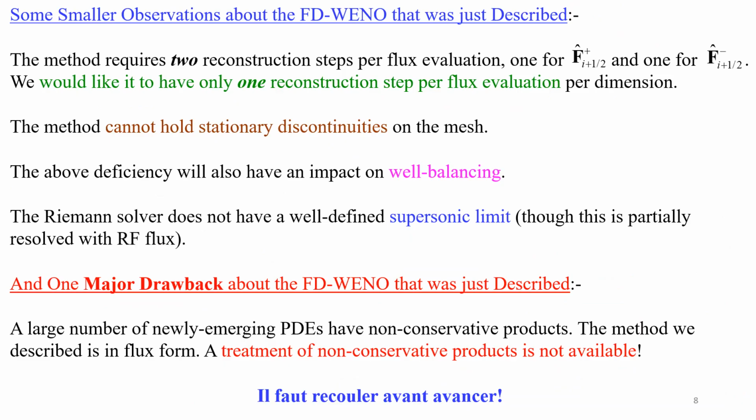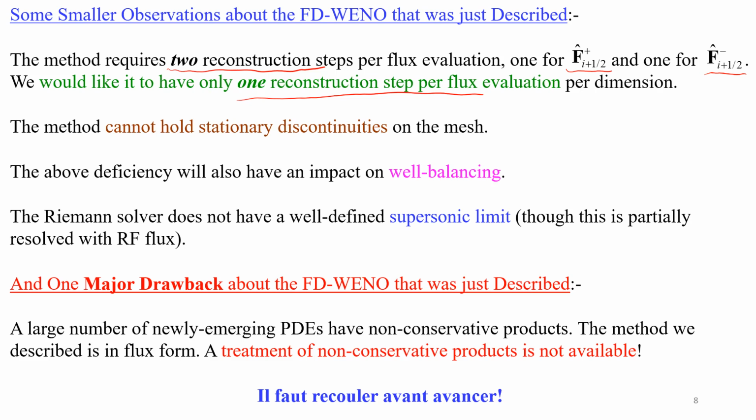So there are many smaller observations that we can make. One is that you actually have two reconstruction steps going on, one for the evaluation of f plus at each zone boundary and one for the evaluation of f minus at each zone boundary. We would like, if we could, to have only one reconstruction step per flux evaluation, because for finite difference we know the reconstruction usually has to be in characteristic space if you want nice solutions, and that characteristic projection, construction of eigenweights, and then reprojection of those eigenweights onto the right eigenvectors is usually a rather expensive step.